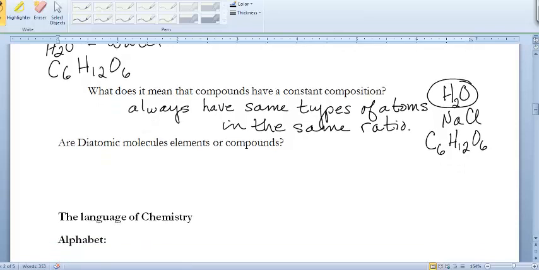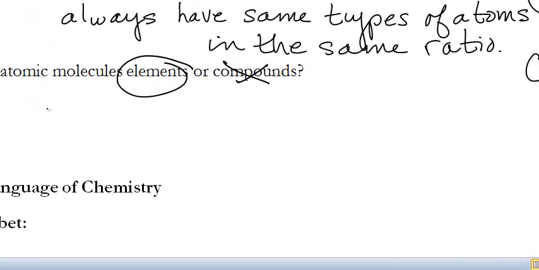There are these things called diatomic molecules that are elements. They're not compounds. So, are diatomic molecules elements or compounds? They are elements. They are not compounds. So what are these diatomic elements? There are 7 of them that I want you to memorize because they are the most common.